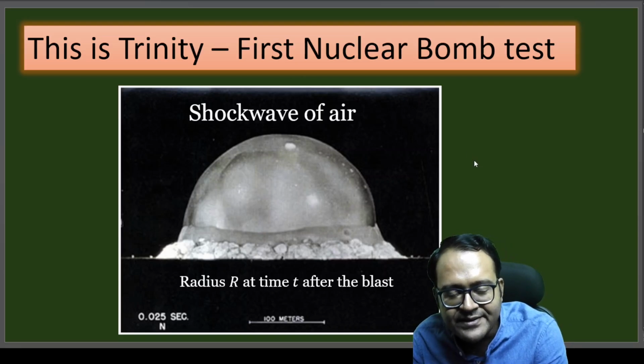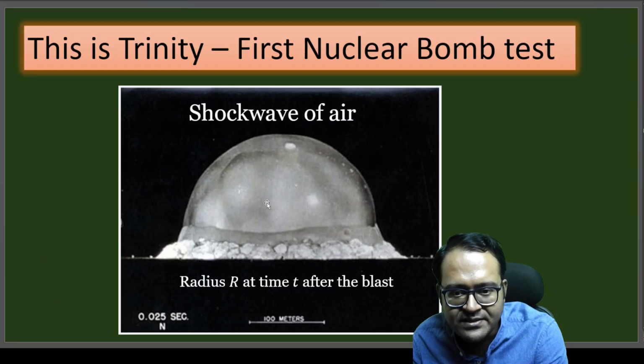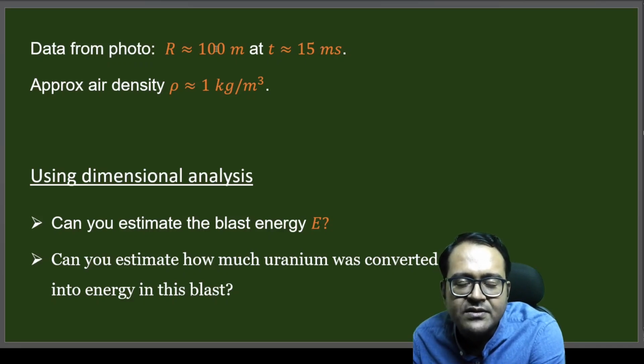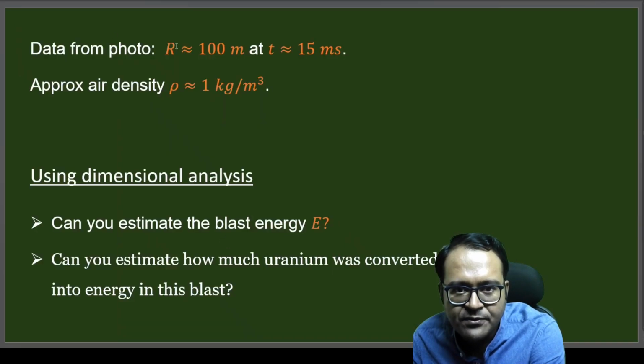Using this only, can you, we give you two data, say after 15 milliseconds, this is 25 millisecond. Let's say we have another picture. In reality, we have another picture. So you can use 225 also, no issues. So if you say after 15 millisecond, we got 100 meter of radius of that blast. That data from photo you have.